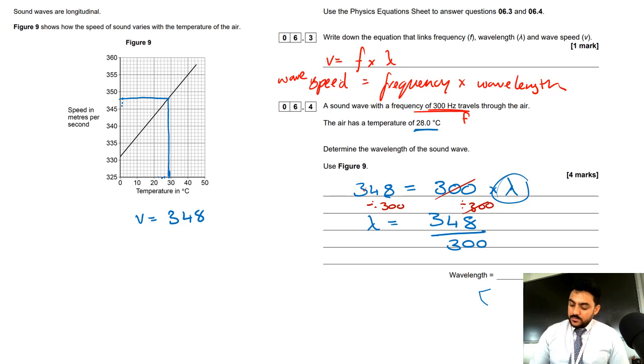Finally, all you have to do is put those numbers into the calculator. 348 divided by 300 is equal to 1.16, and wavelength is measured in meters. Superb.